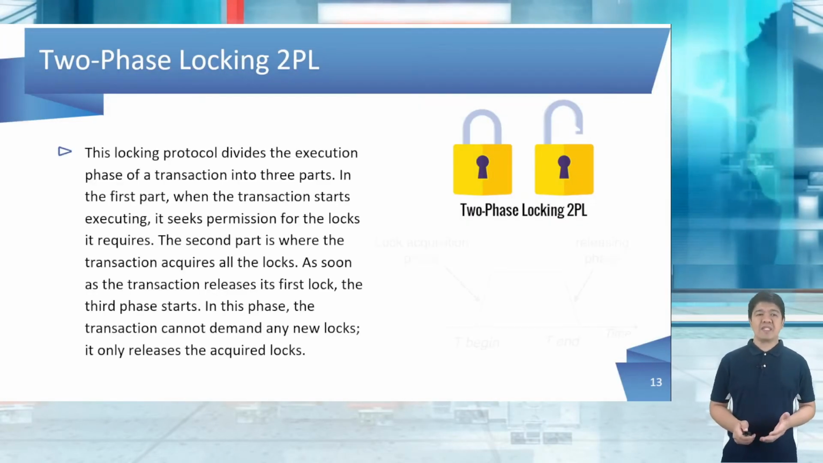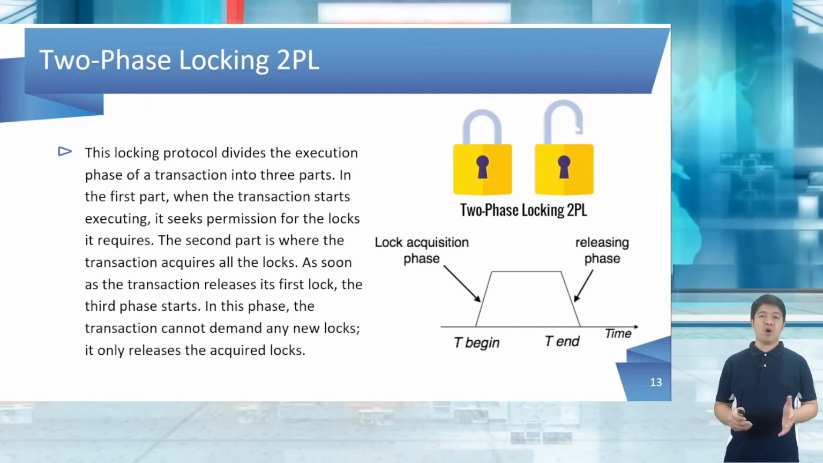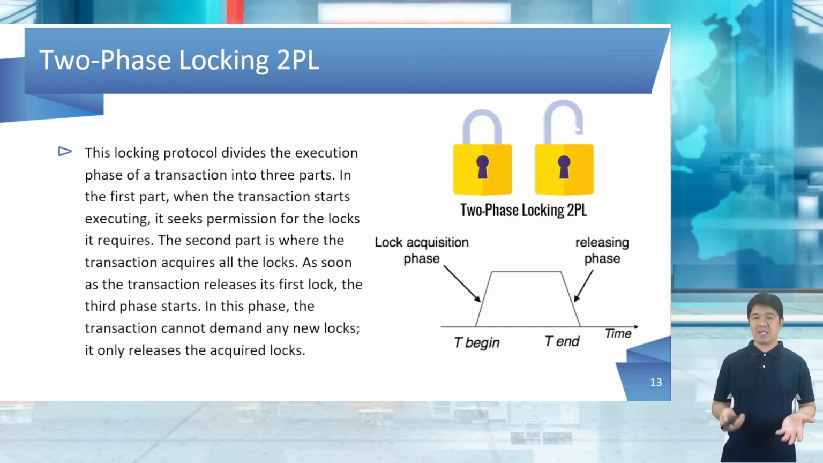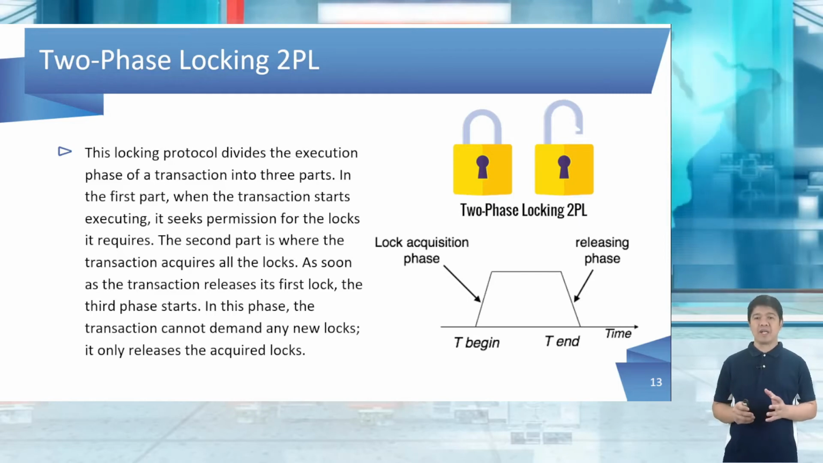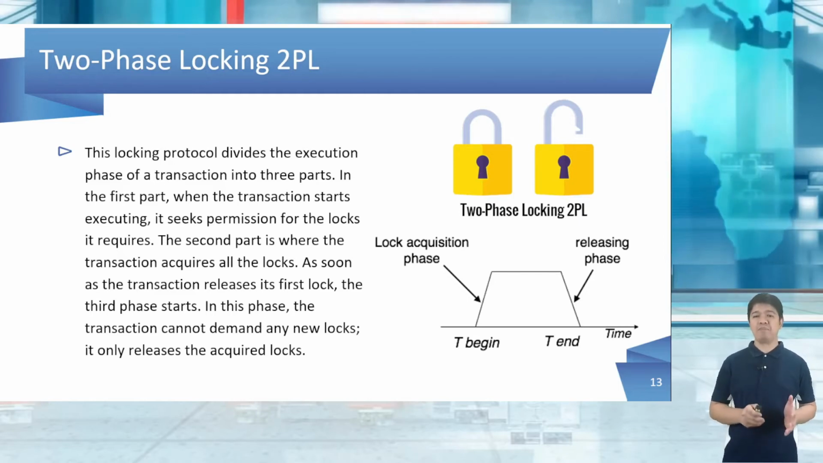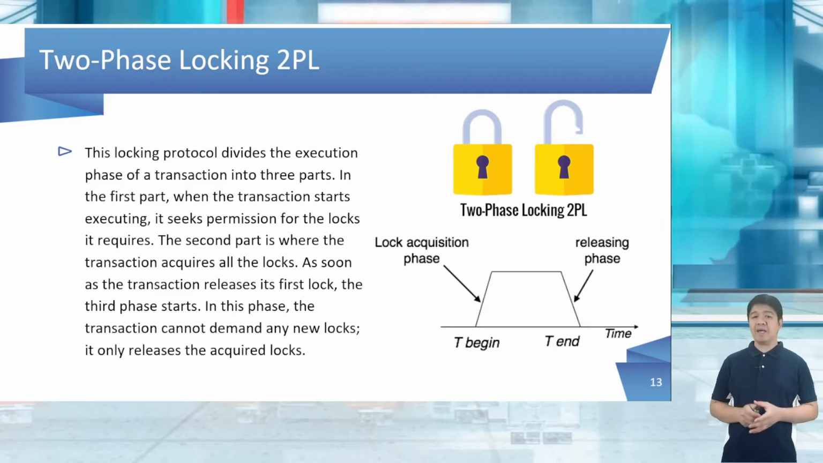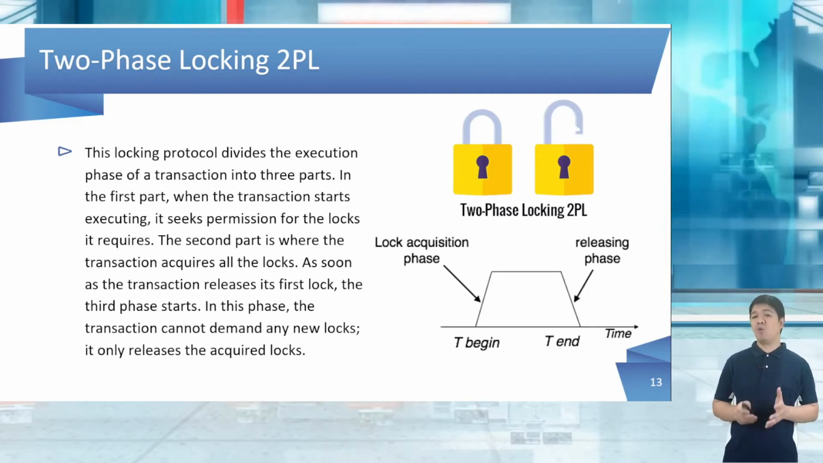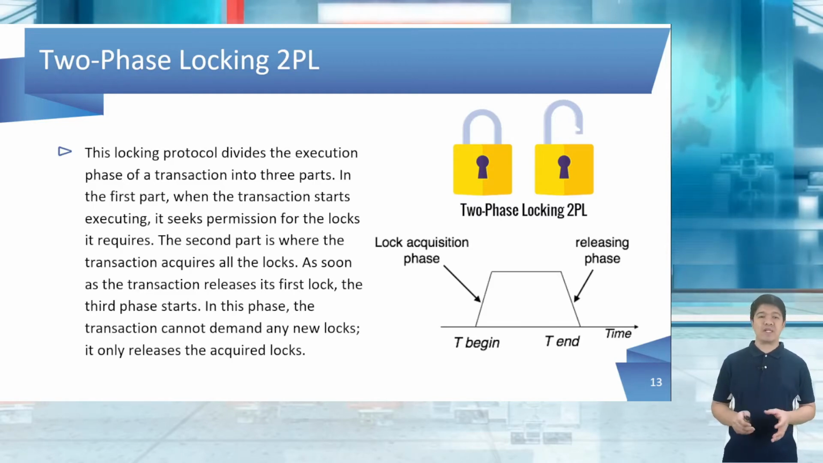The two-phase locking, 2PL. Two-phase locking has two phases. One is growing, where all the locks are being acquired by the transaction, and the second phase is shrinking, where the locks held by the transaction are being released. To claim an exclusive right or lock, a transaction must first acquire a shared or read lock and then upgrade it to an exclusive lock.